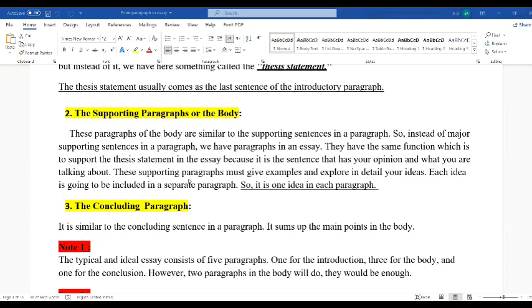Okay? These supporting paragraphs must give examples and explore your ideas in detail. So you need to have your ideas in more detail. You need to give examples in the body paragraphs. You need to give explanation. You need to elaborate your ideas, to discuss more, because the essay is bigger in size than the paragraph.